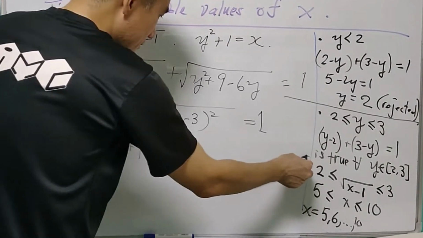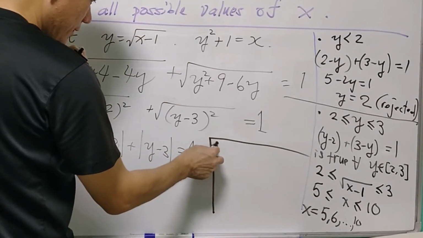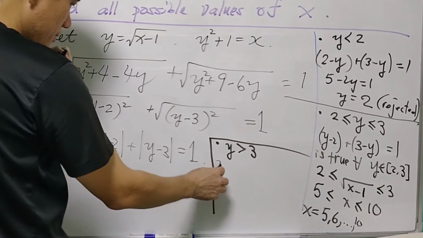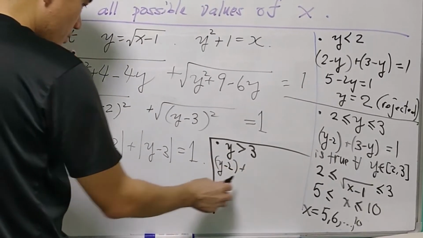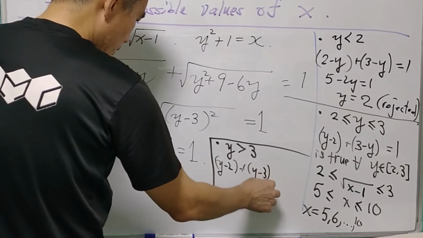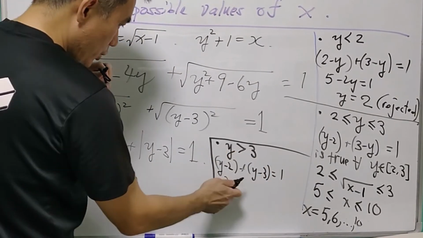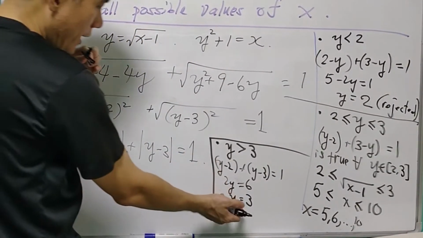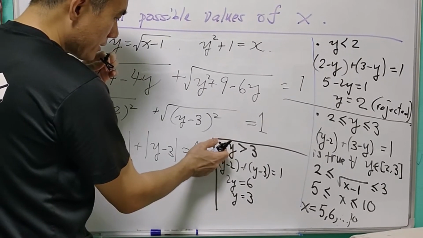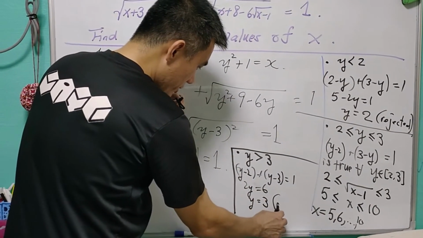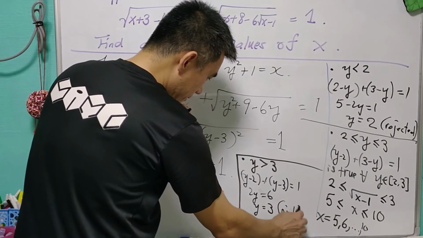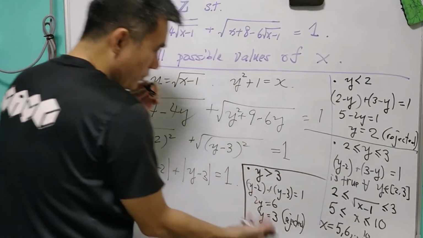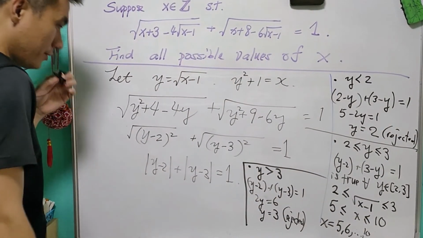Last but not least, we will consider the case where y is greater than 3. If y is greater than 3, then this is y minus 2, and this is y minus 3, equals 1. So from here, 2y is equal to 6, and y equals 3. Again, we can't accept this value because in this case, y is greater than 3. So we have to reject this answer. Anyway, y equals 3 is one of the answers from before, so it's already counted.